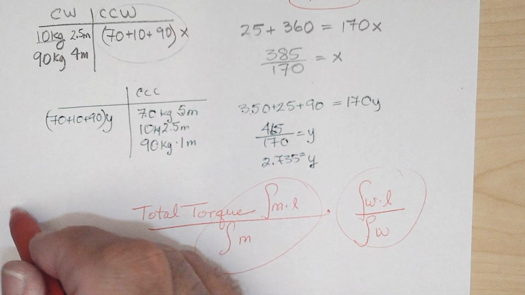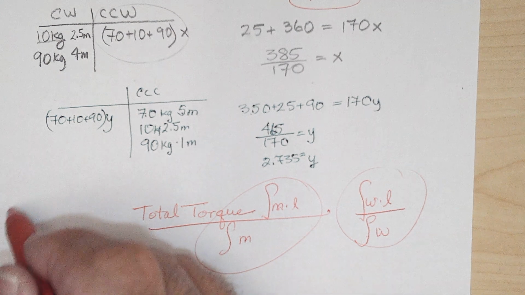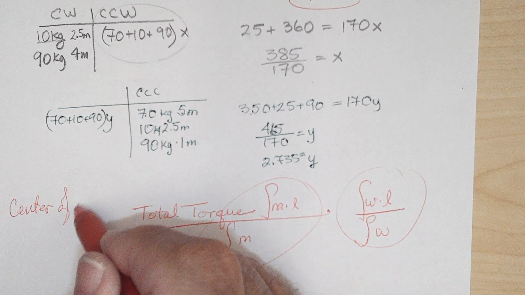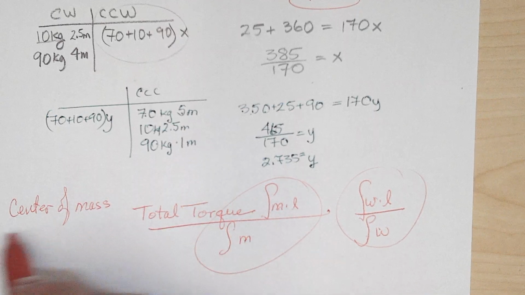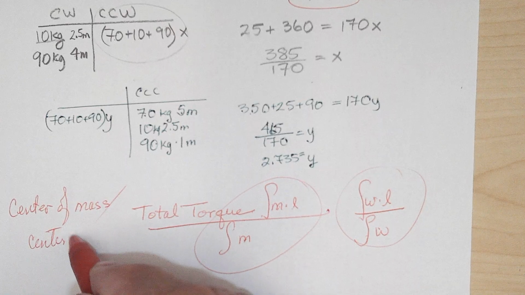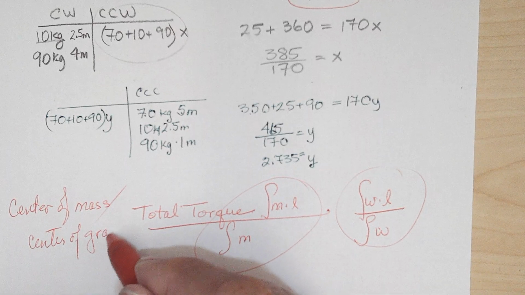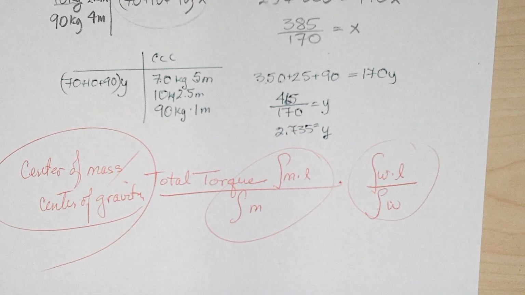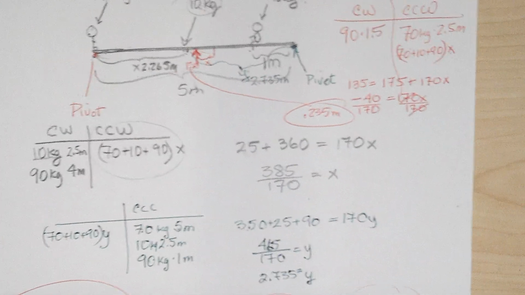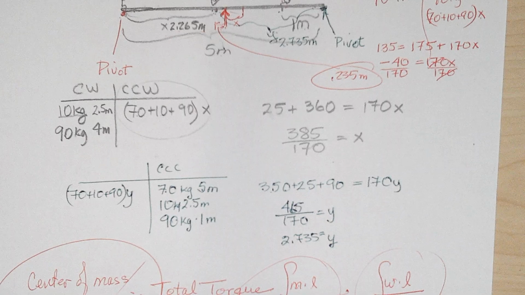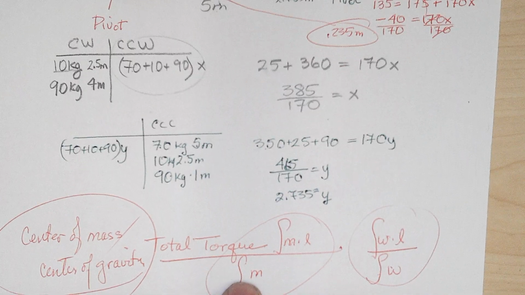And that's what we want to talk about in this next section. Center of mass or center of gravity. Okay? That's the balance point. And we're going to do this on the baseball bat to find its center of gravity.